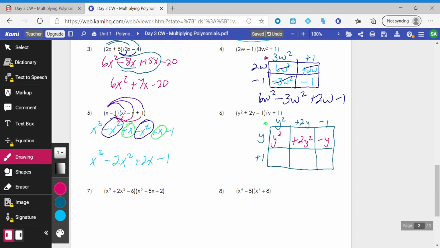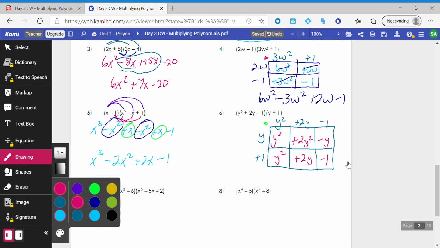Identity property of multiplication says that if I multiply anything times 1, I get the same thing. So 1 times y squared is just going to give me y squared. 1 times 2y is just going to give me positive 2y. 1 times negative 1 is just going to give me negative 1.